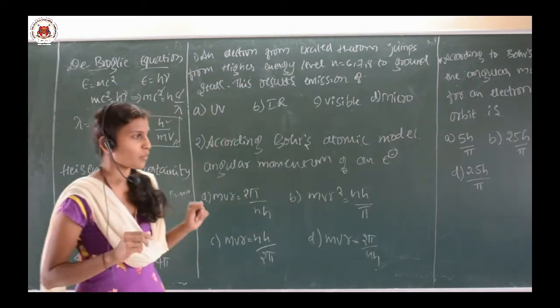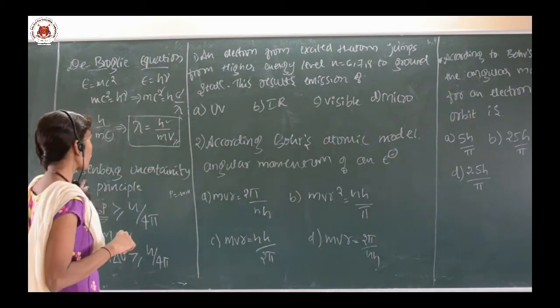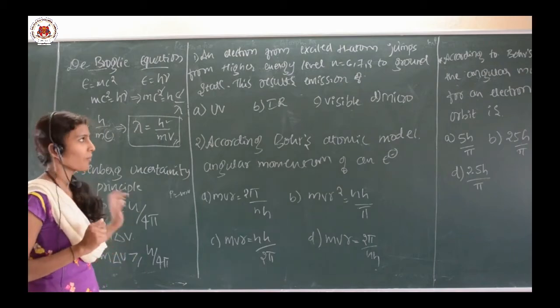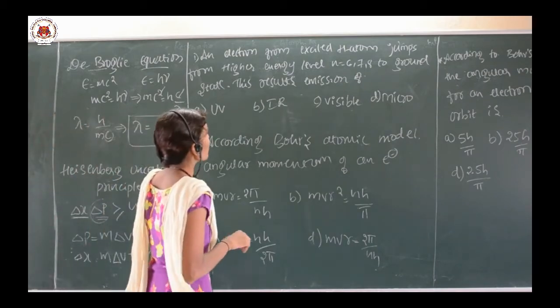These are the concepts which we need to know. One is the de Broglie's equation and one more is Heisenberg uncertainty principle. Let us go for a few examples.